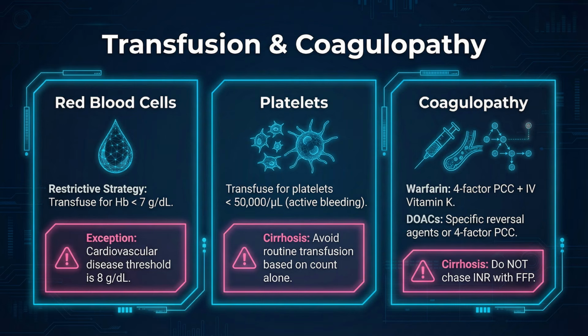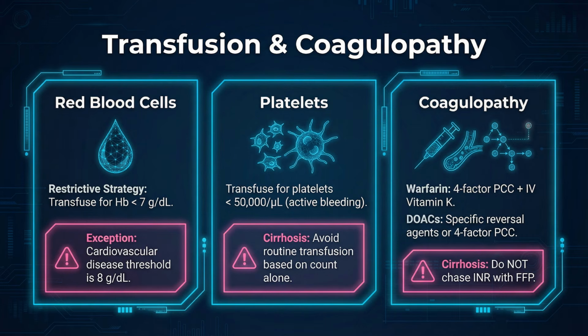For platelets, transfuse if the count is less than 50,000 in a patient with active bleeding. However, in patients with cirrhosis, you should avoid routine platelet transfusions based on count targets alone, as this is not supported by the AASLD 2024 guidelines.